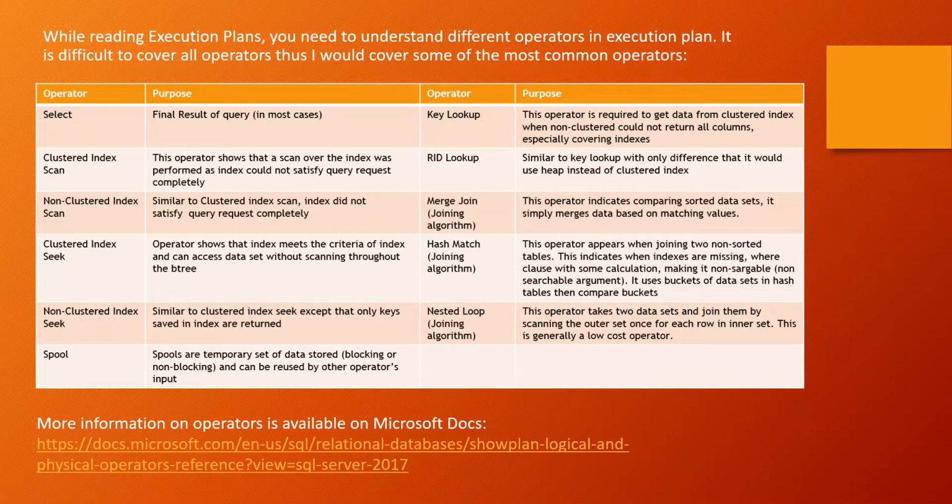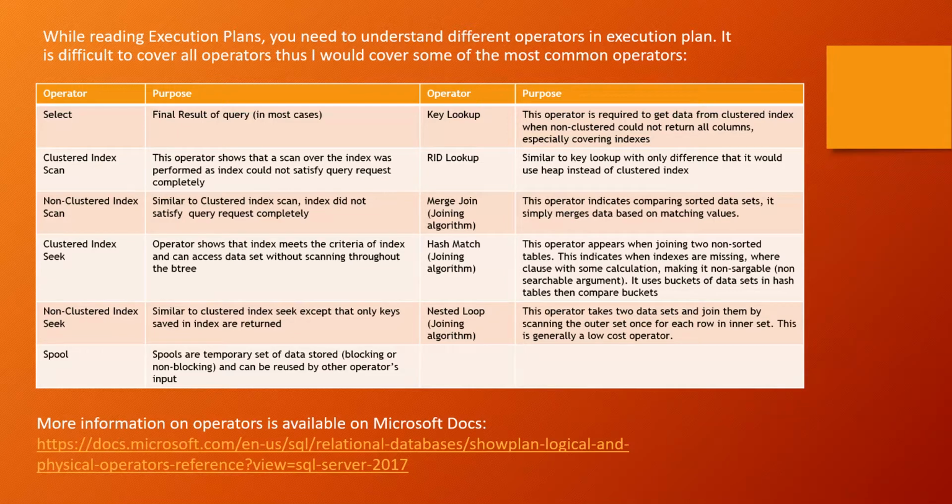A key lookup. This operator is required to get the data from the clustered index when the non-clustered index could not return all the columns, especially when it is not a covering index. RID lookup. This is very similar to key lookup, but the difference is that it is for heaps instead of clustered indexes. Merge join. This is one of the joining algorithms. This operator indicates comparing sorted datasets. It simply merges data based on matching values.